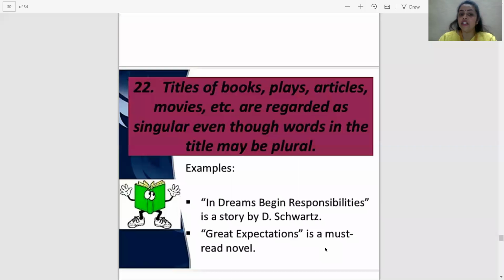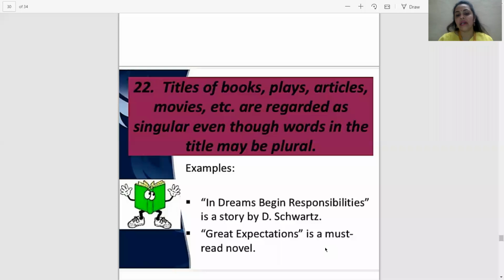25th. The titles of books, plays, articles, movies, etc. are regarded as singular, even though words in the title may be plural. Though their titles are plural, having s or es, they are still considered singular, because we talk about only one book, one movie, one article, or one play.